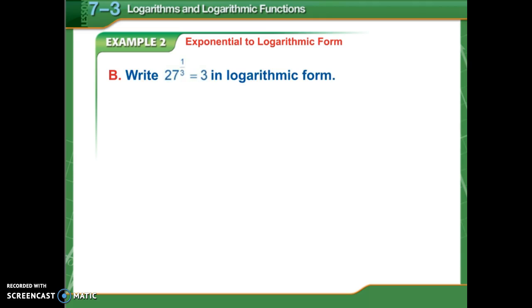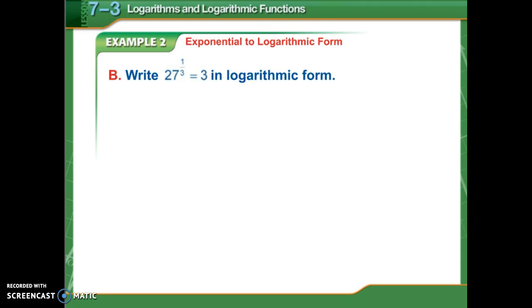All right, part B, we're going to take 27 to the 1/3 power equals 3 and write that in logarithmic form. So in logarithmic form, that's going to be log base 27 of 3 equals 1/3.